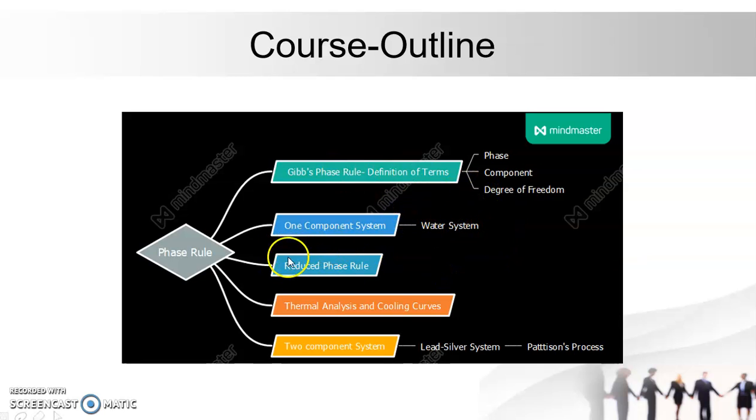Then what is reduced or condensed phase rule? How is thermal analysis carried out, and with the help of this thermal analysis, how are cooling curves drawn? What is a two component system? And one of the examples for this two component system is lead silver system. We are going to apply reduced phase rule for this lead silver system, and how is Patterson's process used for the desilverization of lead. So these are the topics that we are going to cover in this phase rule.